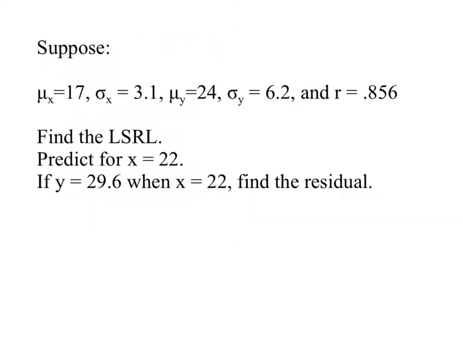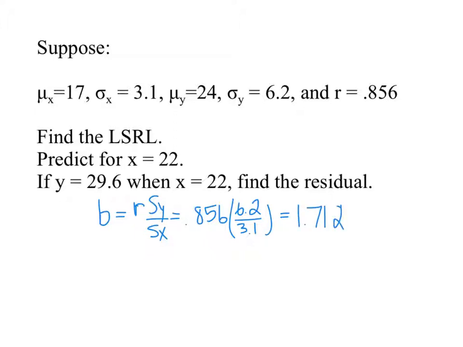Suppose the mean x value is 17 with a standard deviation of 3.1, the mean y value is 24 with a standard deviation of 6.2, and the correlation is 0.856. First, find the least squares regression line. Remember, the way we find our slope is correlation times Sy over Sx. So for us, that will be 0.856 multiplied by 6.2 over 3.1. So that's 1.712.